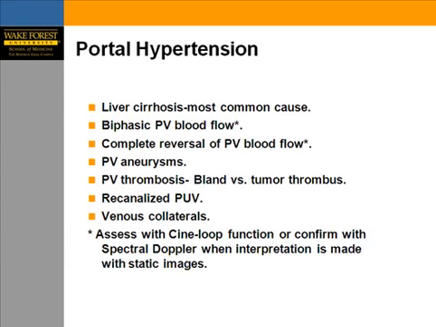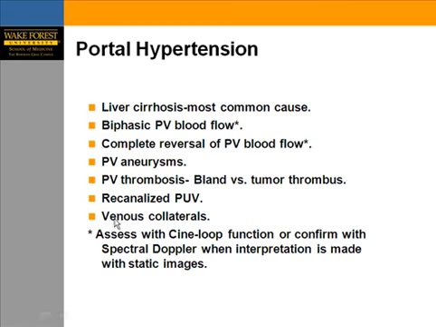Portal hypertension. This is a very important topic, because when you scan the liver, you have too many things you need to keep in mind. There's a large population of patients with chronic liver disease and maybe cirrhosis. So these things you need to look at. Look at the pattern of blood flow in the portal vein, check if it's biphasic or reversed. Check if there's evidence of portal venous aneurysms or thrombosis. Make sure you're able to distinguish between a bland thrombus versus a tumor thrombus. Look for signs of portal hypertension, like a recanalized paraumbilical vein and venous collaterals.